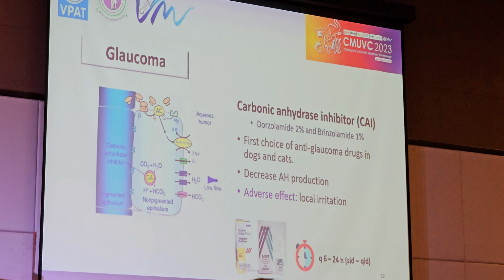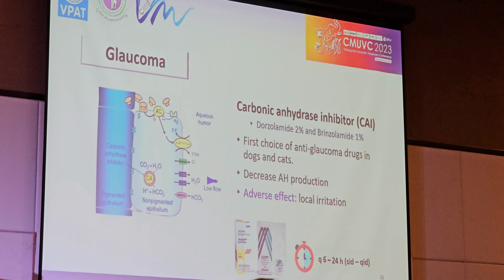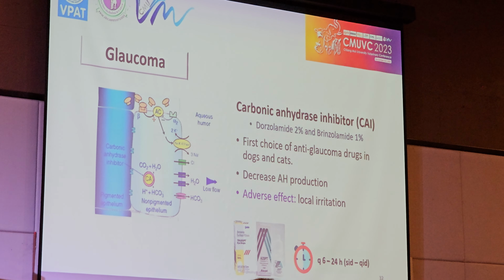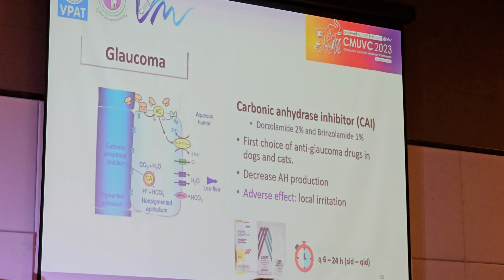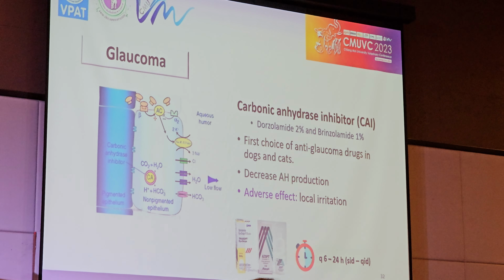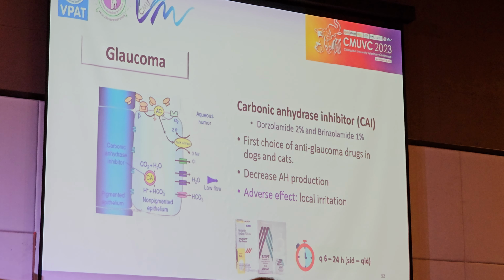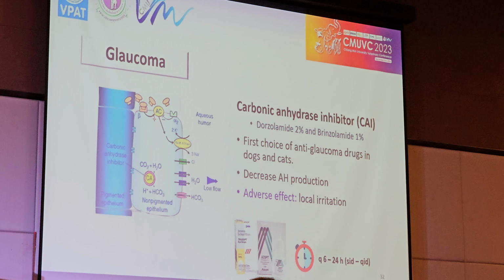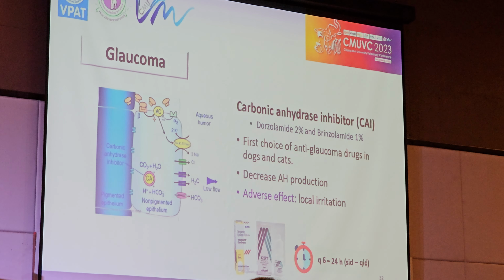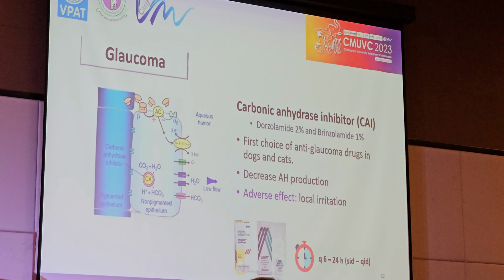So the first drug of choice is the carbonic anhydrase inhibitor such as dorzolamide and brinzolamide. It is used to decrease aqueous humor production by inhibiting the carbonic anhydrase enzyme, which catalyzes the conversion of carbon dioxide and water to carbonic acid, which dissociates into bicarbonate and hydrogen ion. The bicarbonate is required by the ciliary body cells to produce the aqueous humor, so the decrease of bicarbonate leads to underproduction of the aqueous secretion, and therefore it lowers the aqueous production.